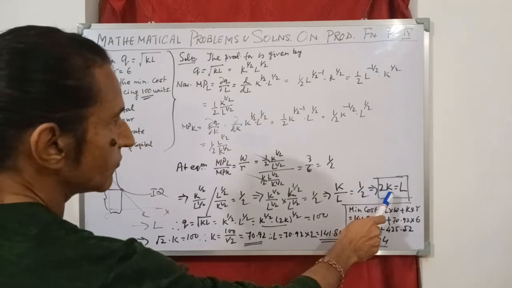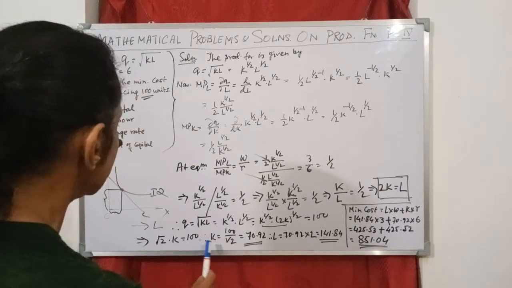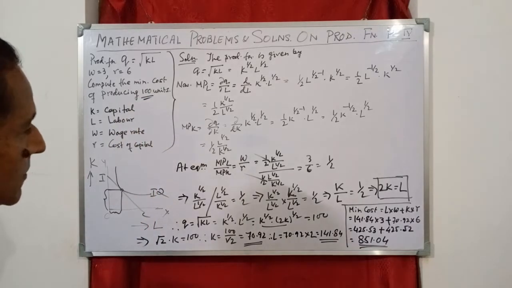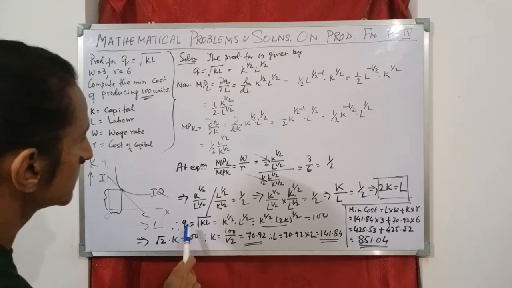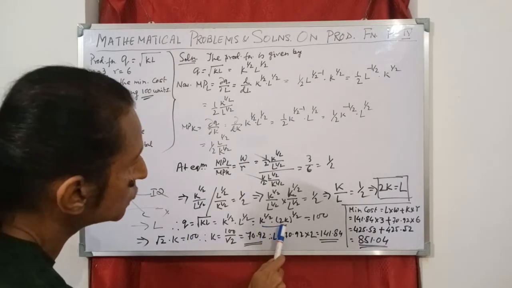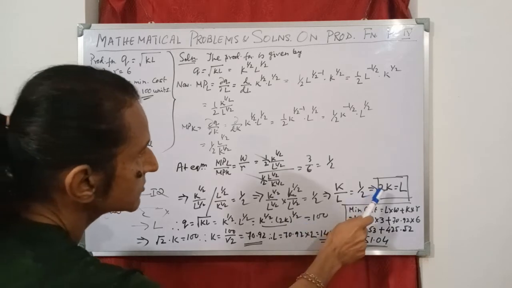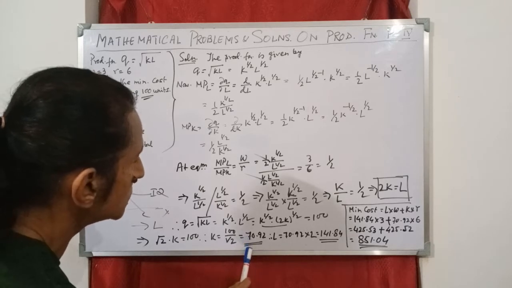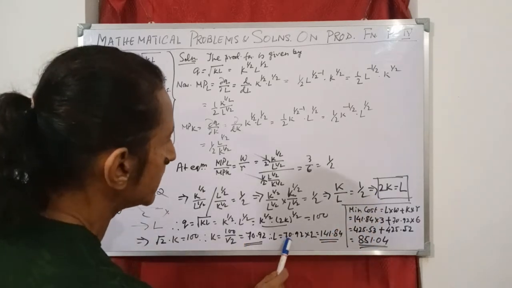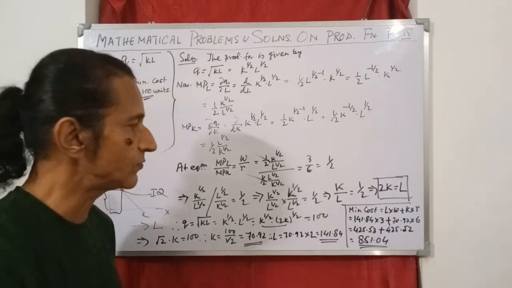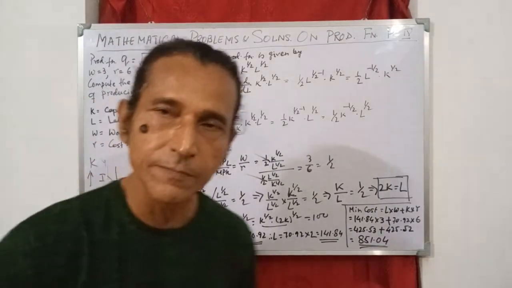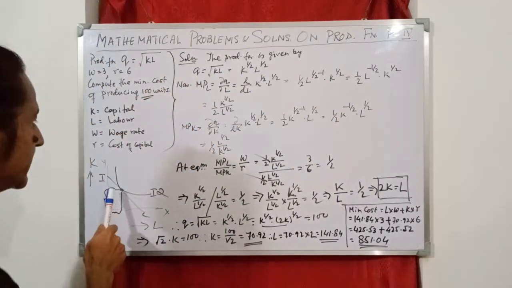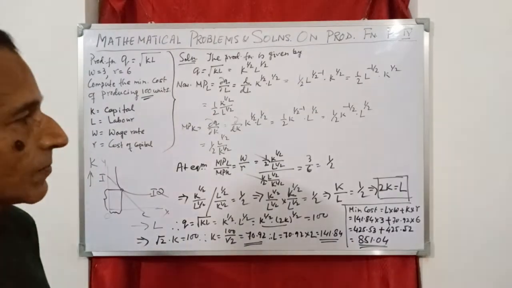Now we have put the value of L here, that is in the production function. We have to produce 100 units, so Q becomes 100 here. Q is 100. So K to the power half into 2K to the power half equals 100, because 2K equals L. So we have found out K equals 70.92 and L is 2K, that is 70.92 into 2, that is 141.84. So we have found out the values of K and L, which will give the point of equilibrium, that is the point of tangency between IQ and IC.